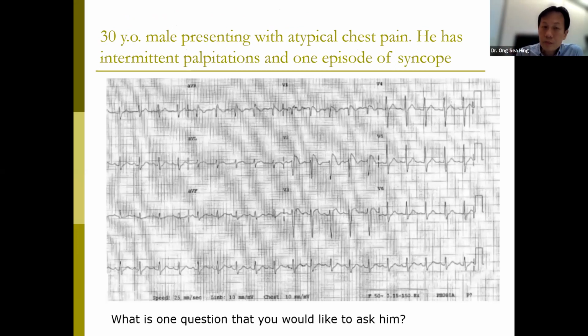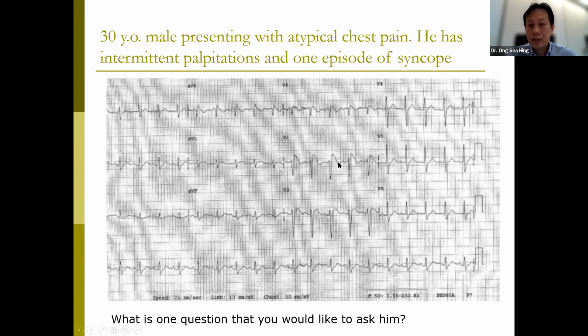This is a 30-year-old man presenting with atypical chest pain. He has intermittent palpitations and had one episode of fainting before. And if you look at the ECG, I think the most obvious abnormality, and most of us will recognize this, is there is some ST elevation in V2, a bit in V1, and a little bit in V3. Okay, there is no reciprocal change, but some ST elevation in V1, V2, and V3.